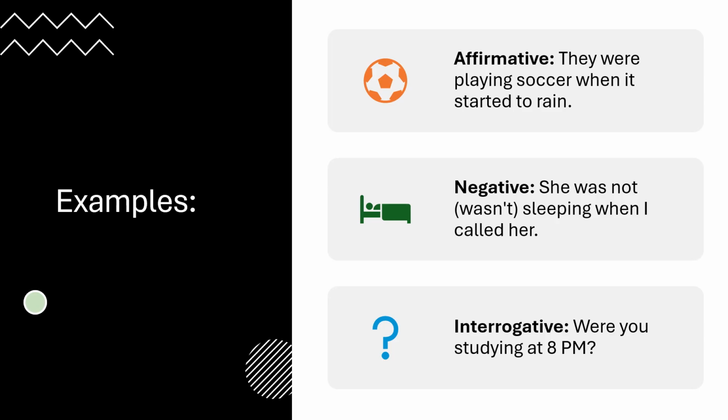Examples of past continuous tense: they were playing soccer when it started to rain. She was not sleeping when I called her. Were you studying at 8 p.m.?